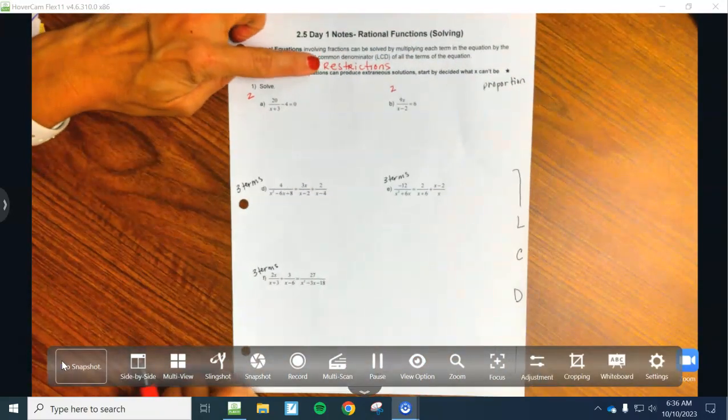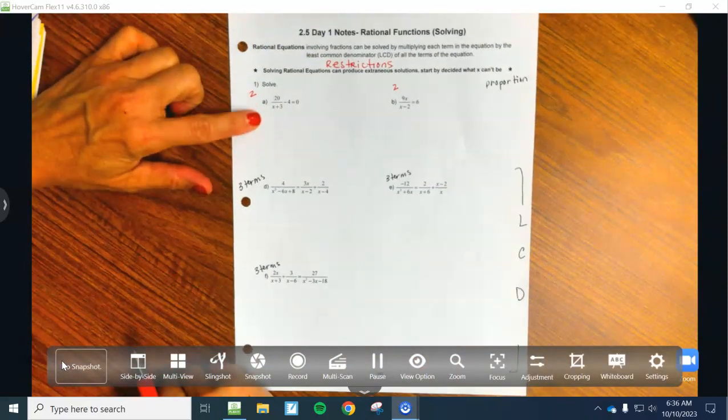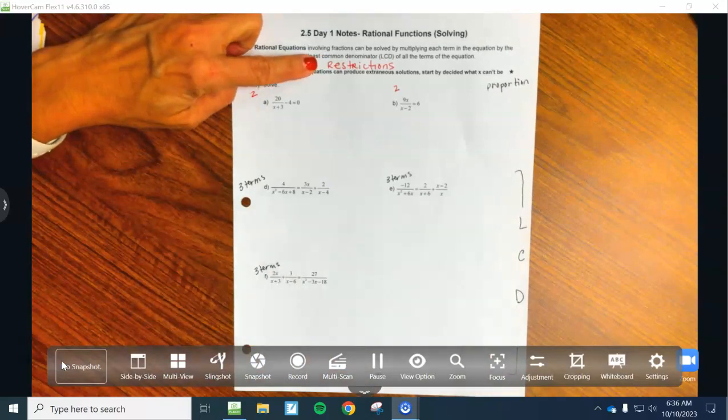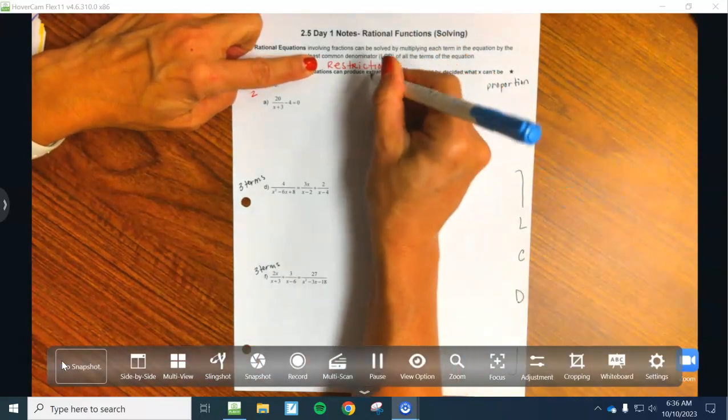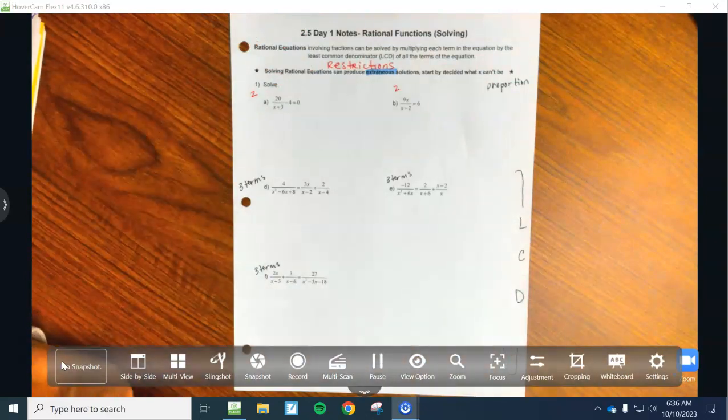And sometimes your restriction is going to be what you solve for x. When you solve for x and you end up with a restriction, that is an extraneous solution, and we do not want extraneous solutions, so we're going to have to make sure we mark any extraneous solutions in our final answer. All right, here we go.